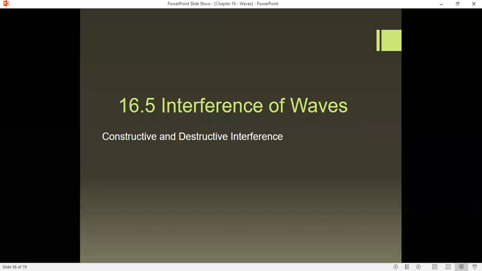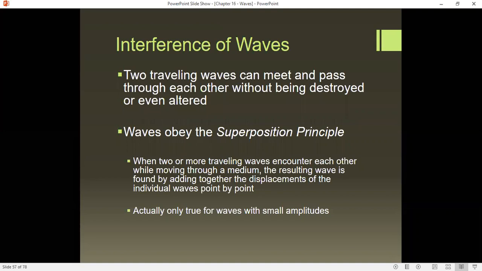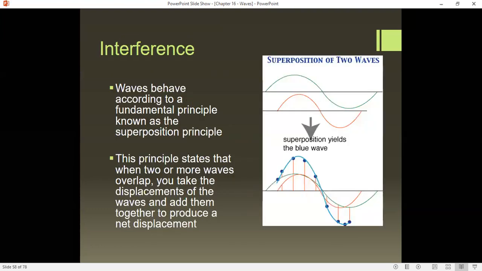Interference of waves. Now, when two waves interact, they obey something called the superposition principle. Unlike solid objects, they don't bounce off one another. As two waves interact, we simply take the displacement of each wave, or how much we are deviating from equilibrium, and just add the displacements together.